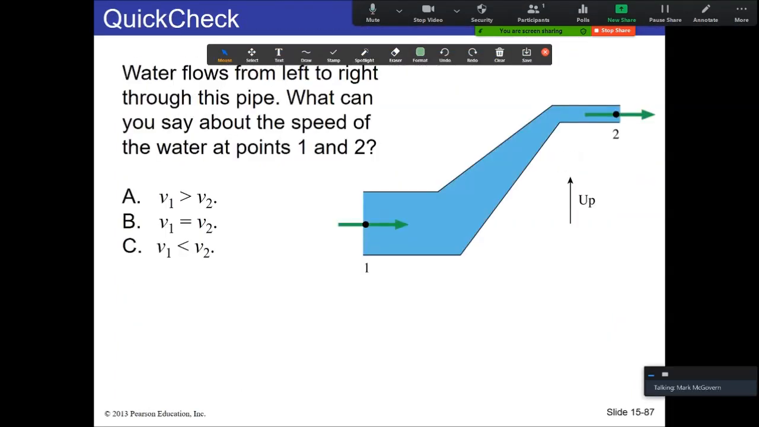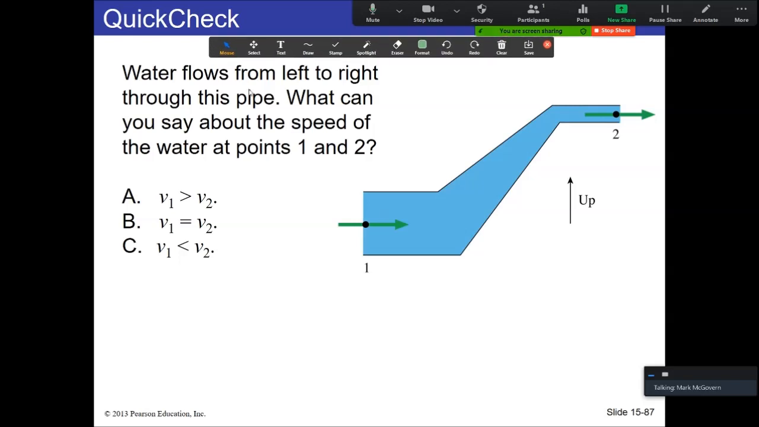All right, so you better not get this wrong. How about that? You better not get this wrong. I just spent all those 1 or 2 minutes. Water flows from the left to the right through the pipe. What can you say about the speed of the water at points 1 and 2? The answer here is C, right? The velocity at point 1 is going to be smaller because the area is bigger.